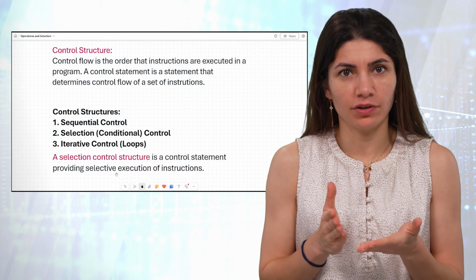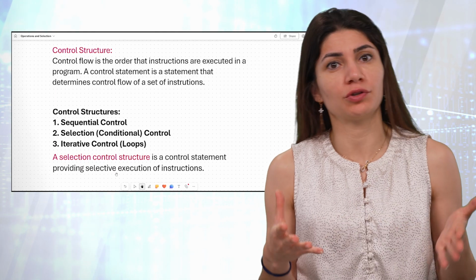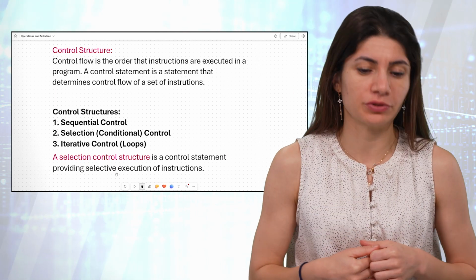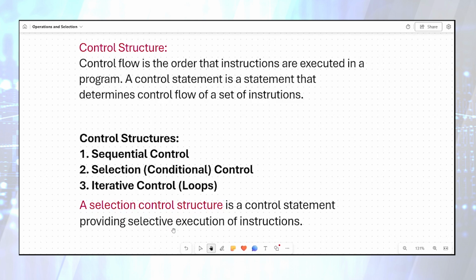So in the previous videos, we talked about different control structures. We talked about 3 different control structures. First one is sequential control, which we always have in our code. And then we saw some examples about selection control or if statements. In this video, I'm going to talk about iterative control or loops.